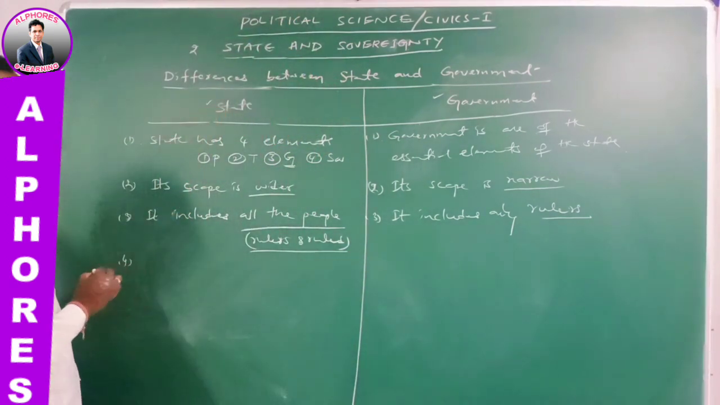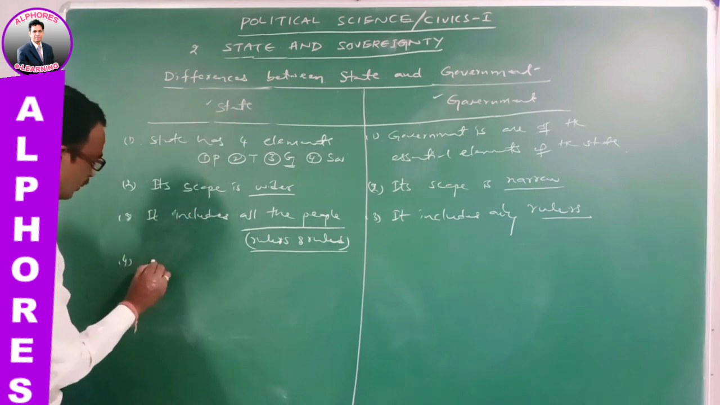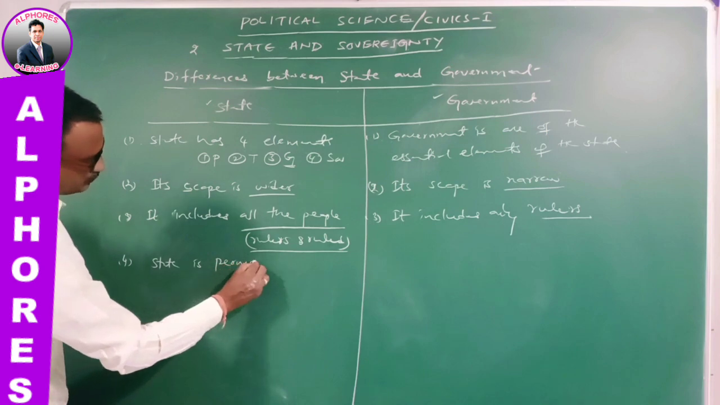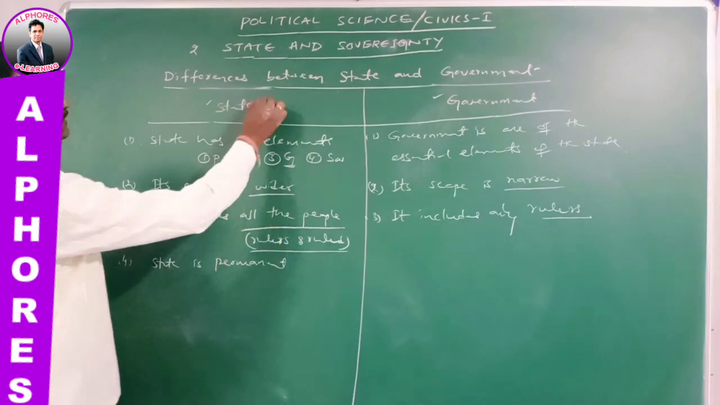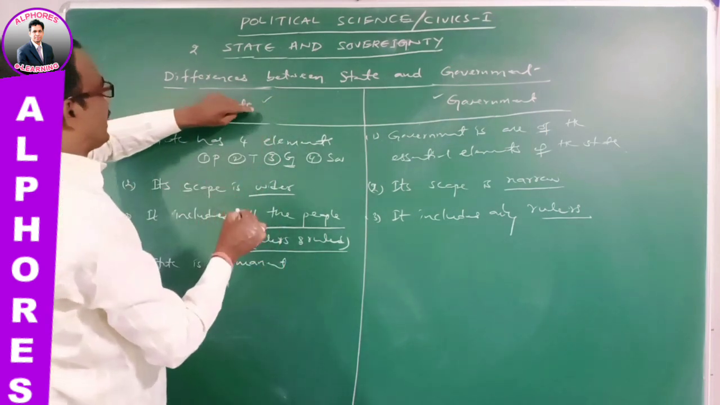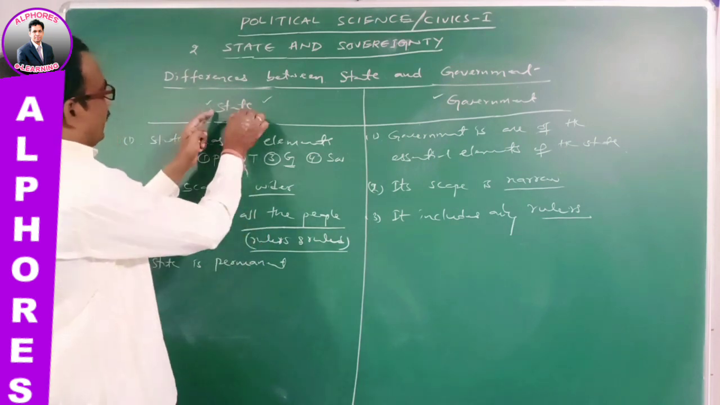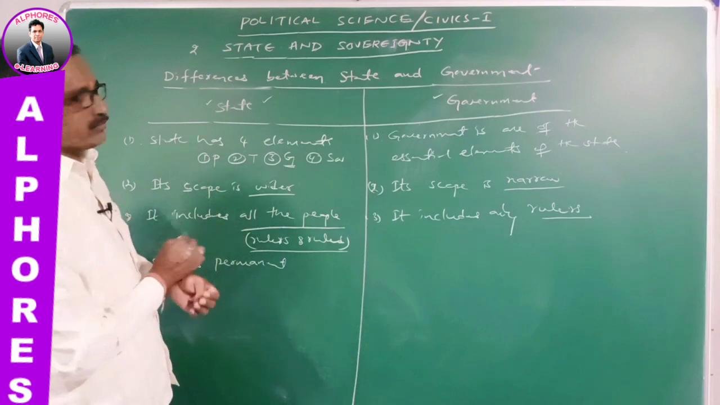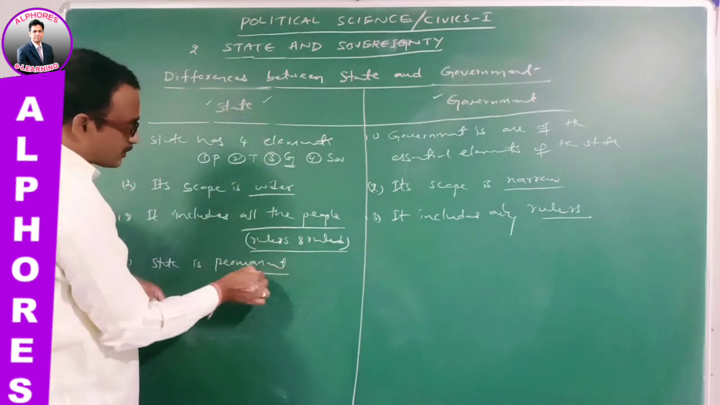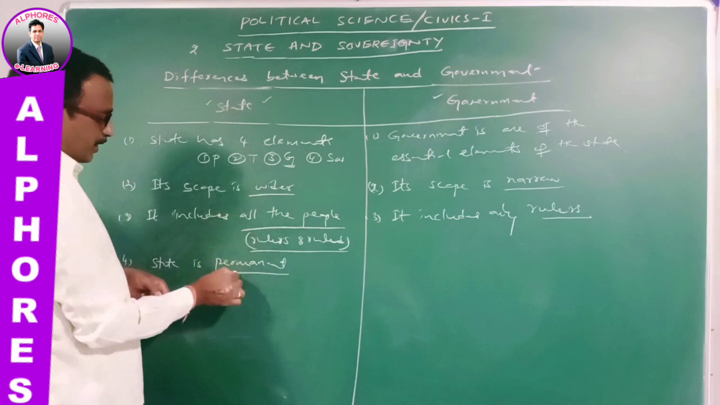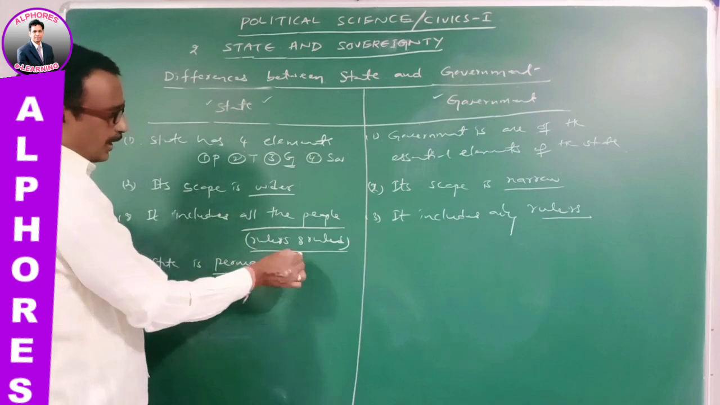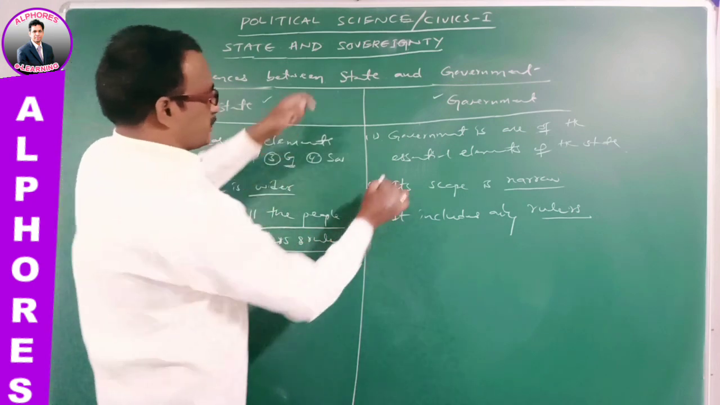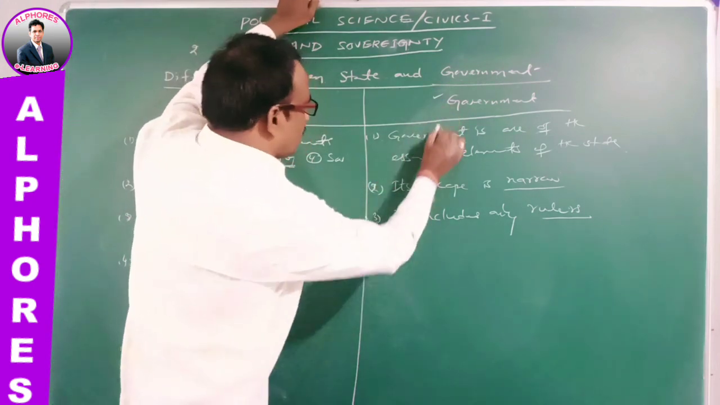Then, state is a permanent association. So according to its elements, it has sovereign power. It will continue as long as it has sovereign power. Okay, hence it is permanent. State is permanent because it will continue as long as sovereignty exists. That is the reason. Whereas government is temporary.